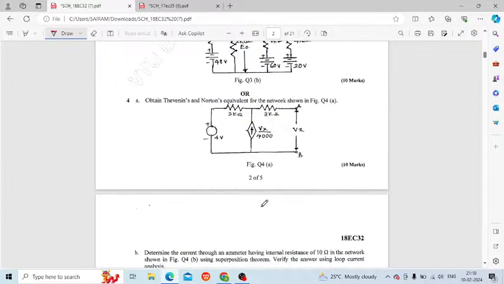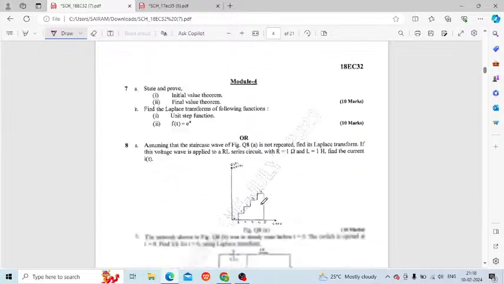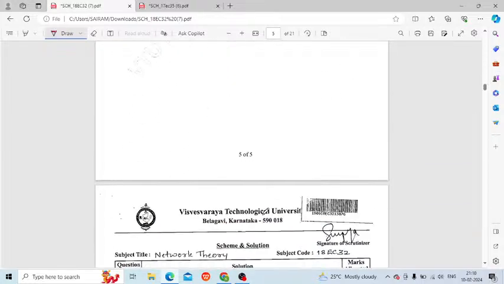Yes. So I am showing you the scheme of valuation so that you understand what methodology they have used, and this is very much important.